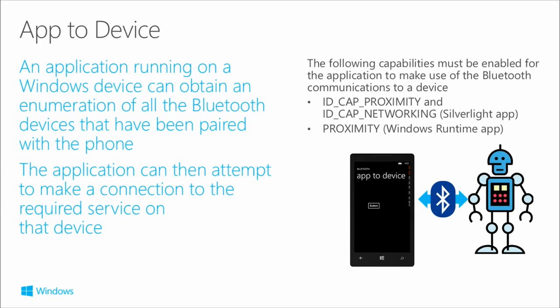App to device. Like I said, you can get an enumeration of all the Bluetooth devices that have been paired, and then it can attempt to make a connection to that service. You have to understand what protocol that device understands, and you just get a stream socket object, and you have to write the correct bytes for whatever protocol that device understands onto the wire, and understand the handshaking protocol for message exchange for that device. So this is a very roll your own kind of solution.